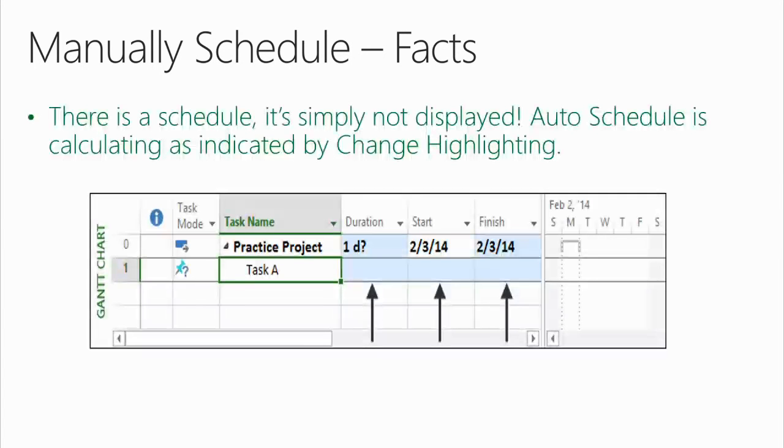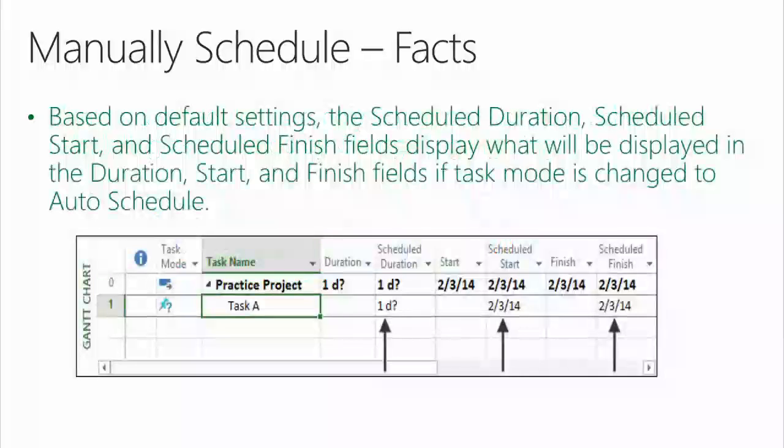Right? Okay, well, I've got some facts for you, Terry. First of all, there is a schedule. It's simply not displayed. Auto schedule is calculating as indicated by change highlighting. Okay? Based on default settings, Terry, the scheduled duration, scheduled start, and scheduled finish fields hold those default values, okay, that will display in the task duration start and finish fields if you change to auto schedule mode with all the defaults set out of the box.